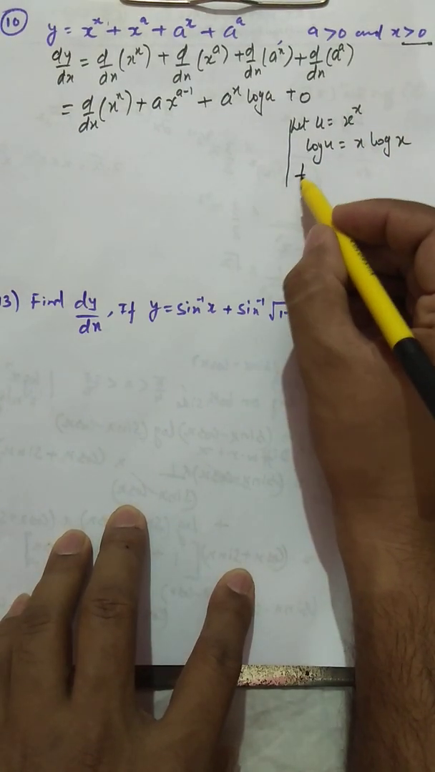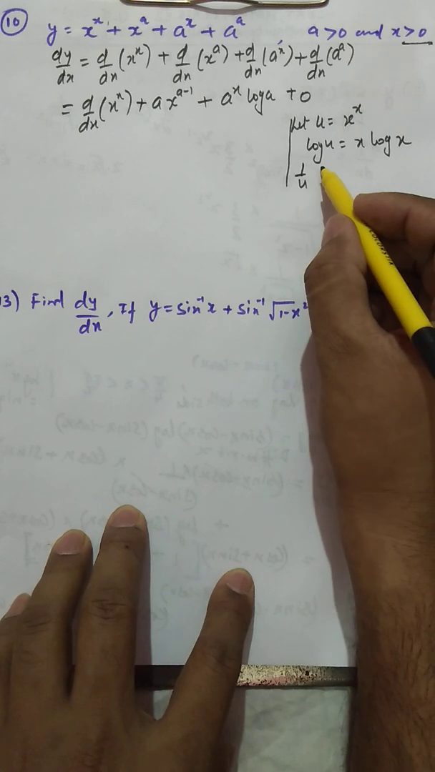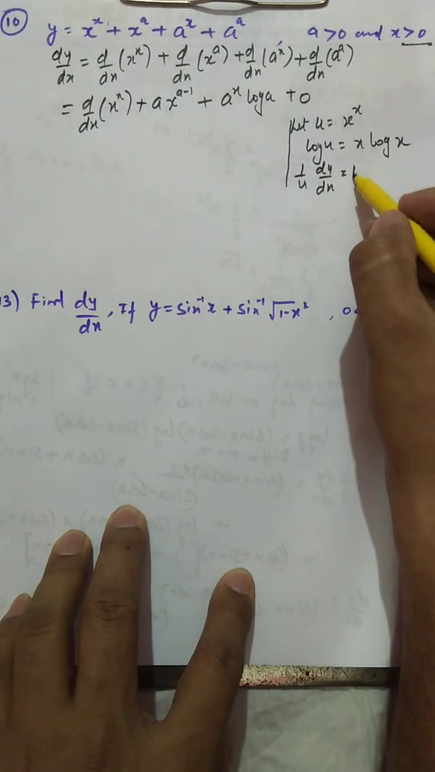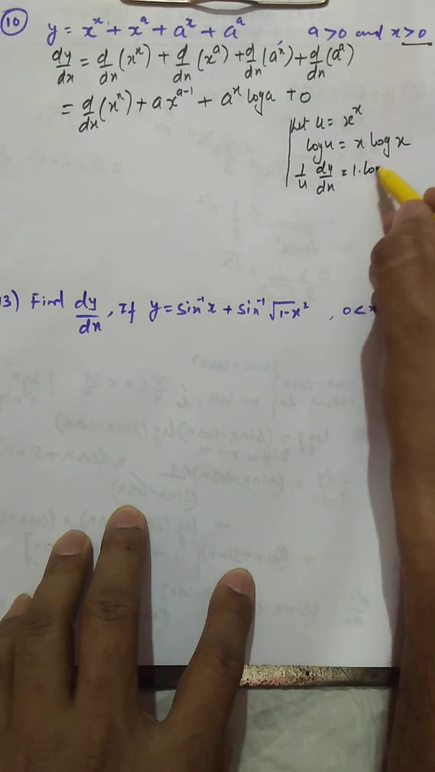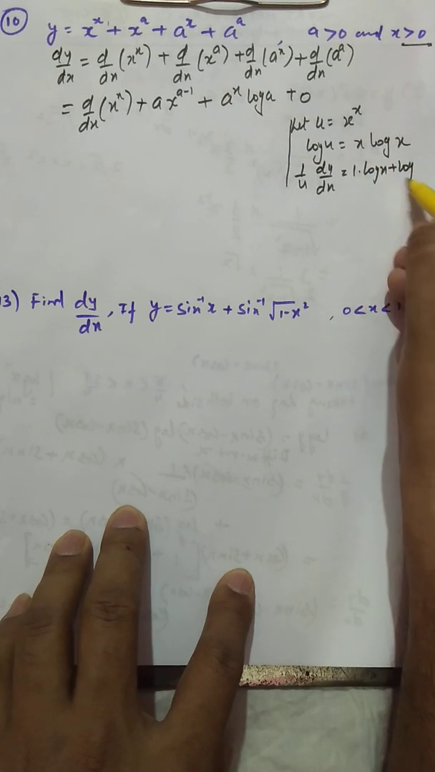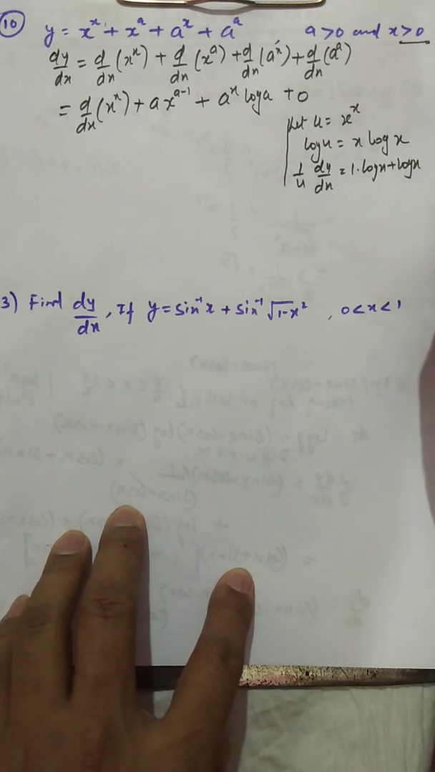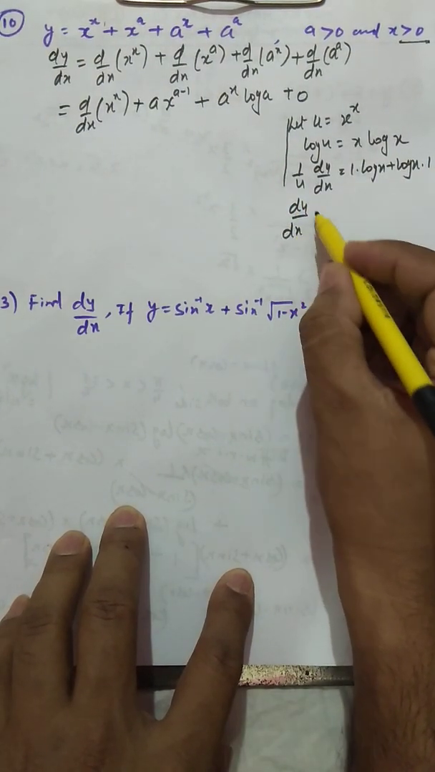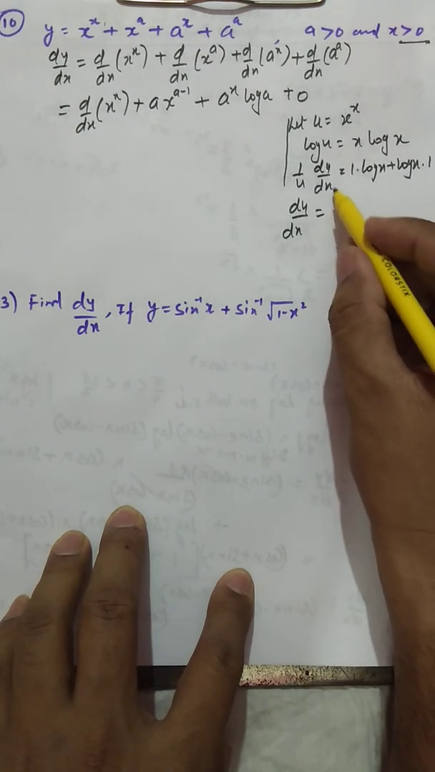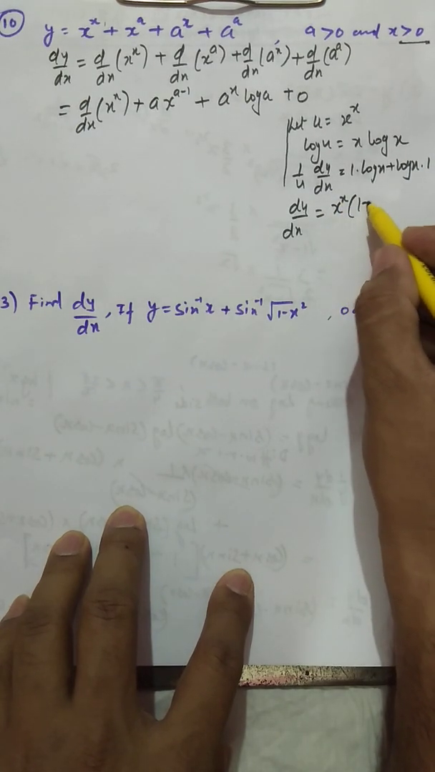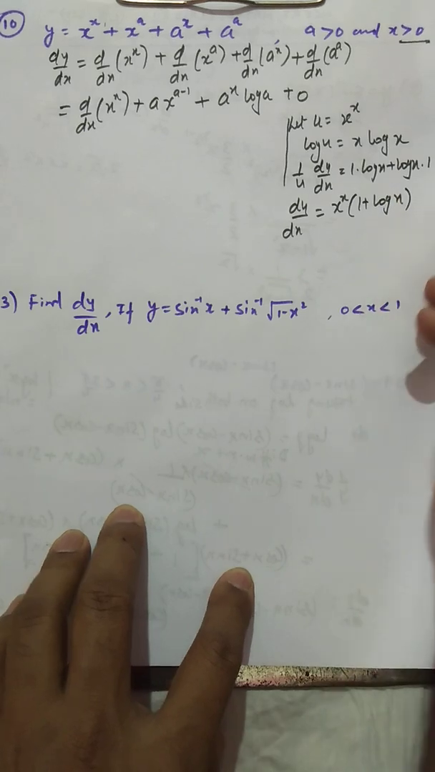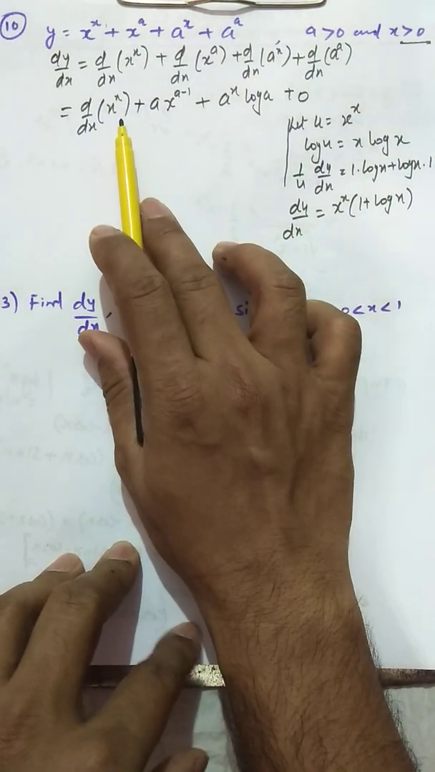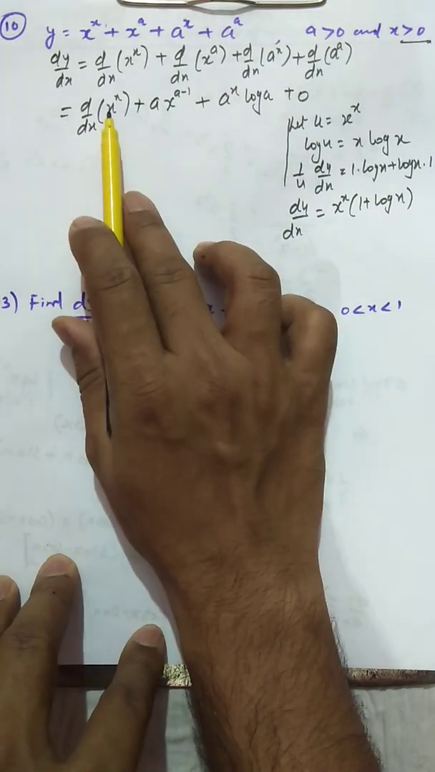So you differentiate with respect to x: du/dx, 1 upon u times du upon dx. So for x to the x, you take the log, and the differentiation of log x and of x will be 1. So your du upon dx will be u, which is x^x, times (1 plus log x). So that differentiation, you can put in this value directly.